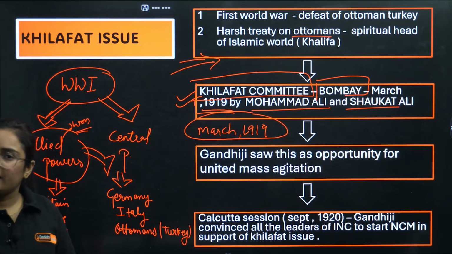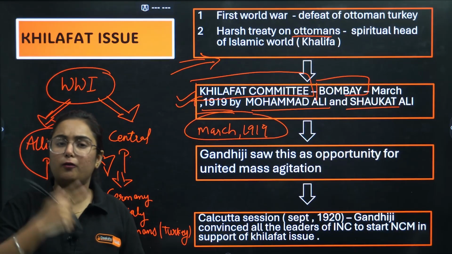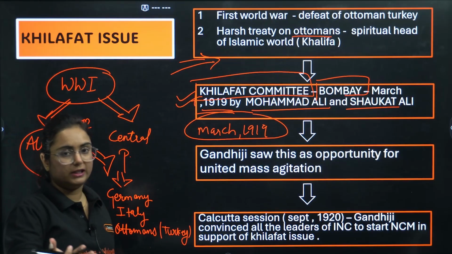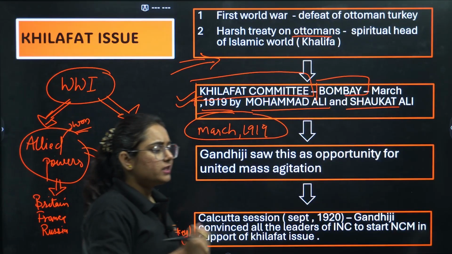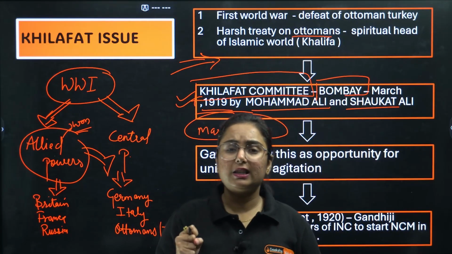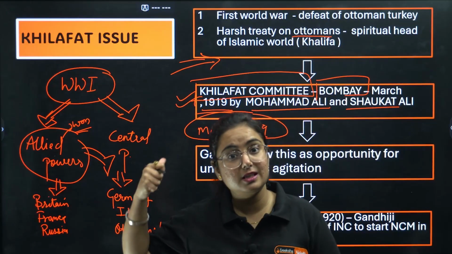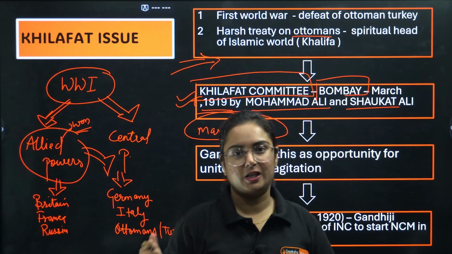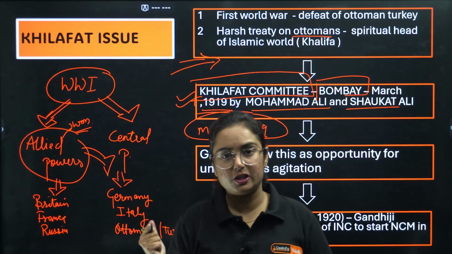two Muslim leaders who were referred to as the Ali Brothers also. Now what happened? They went to Gandhiji also and told him that this is the issue and we are forming this committee. Gandhiji thought that this is an opportunity because the Khilafat Committee members wanted to start a nationwide movement against the Britishers.